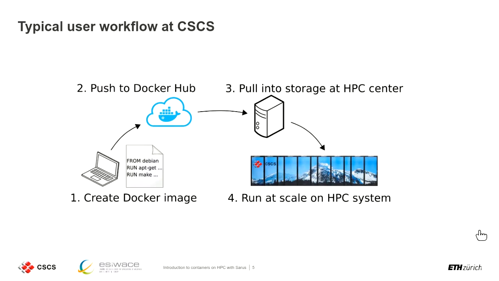As I said, Sarus has been designed to integrate seamlessly with the workflows proposed by Docker. So what we're seeing typically at CSCS is that the user takes this trajectory, let's say, to get containers to run on the systems. The first two steps are always the same as with Docker: images are created from a Dockerfile on a computer, like a laptop or another personal workstation. It is pushed to the cloud, likely to the Docker Hub registry. And then Sarus can be used to communicate with Docker Hub, retrieve the image from Docker Hub and save it into the storage systems at the HPC center, and then run at scale on the high performance computing cluster. So something that would feel familiar to a Docker user already.